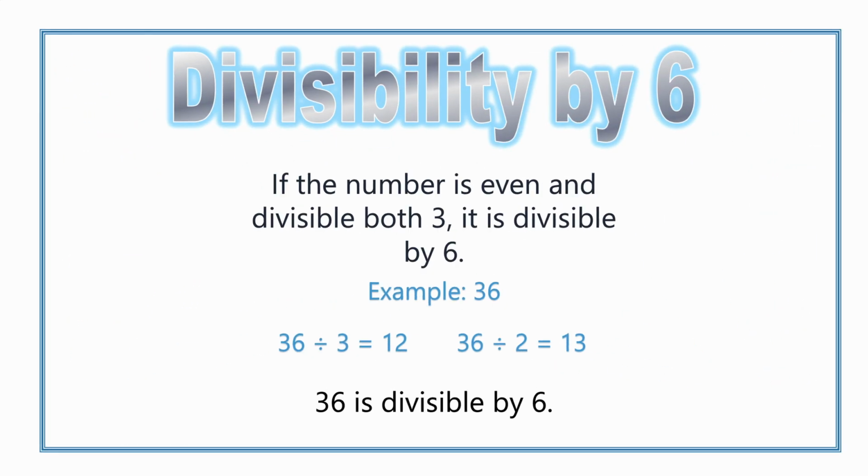Divisibility by 6. If the number is even and divisible by 3, it is divisible by 6. Example, 36. 36 divided by 3 equals 12. 36 divided by 2 equals 18. 36 is divisible by 6.